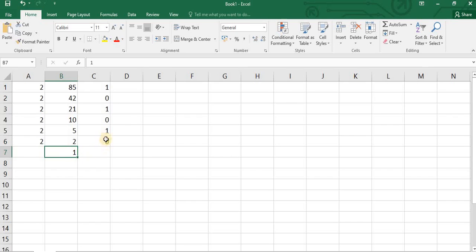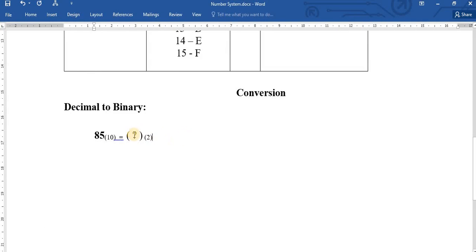You have to write down the remainder in reverse order. So this is the binary number of 85. Okay, here your result will be this. Clear? So this is the way how to convert decimal number into binary number. Got it?